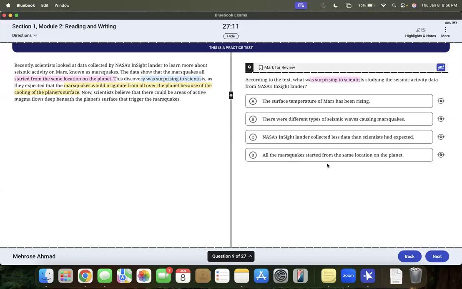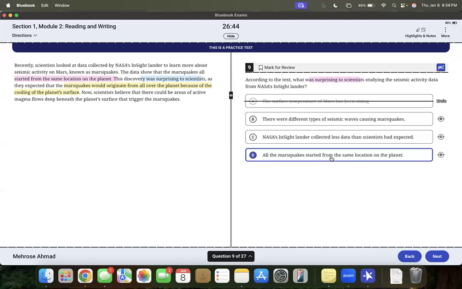So what was surprising to scientists studying the seismic activity data? A, surface temperature had been rising. No. What was surprising? That they arrived from the same location. So that best matches with D. All the marsquakes are from the same location.